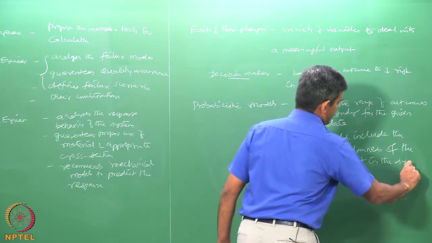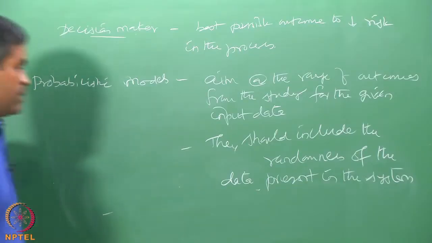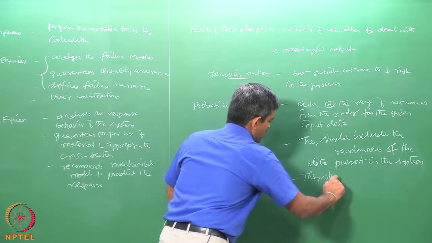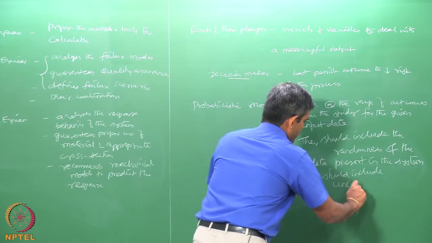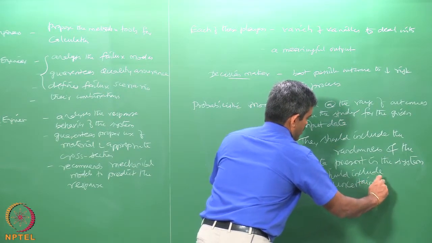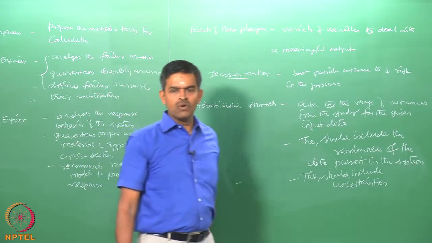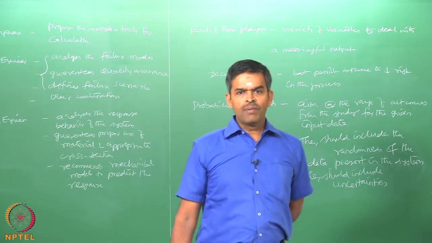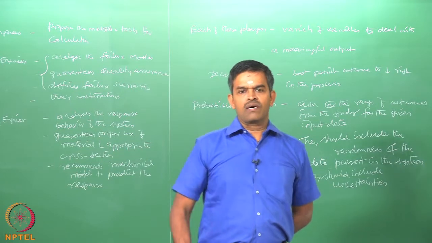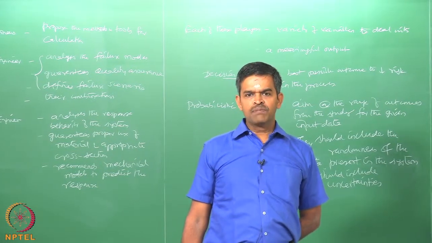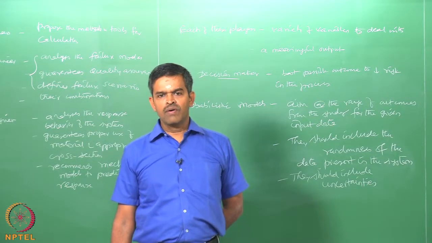They should include uncertainties present in the system. Therefore, a probabilistic approach should aim at determining the probability of an outcome amongst the best possible outcomes that can occur. So, probability can be expressed either in percentage varying from 0 to 100 or a number from 0 to 1.